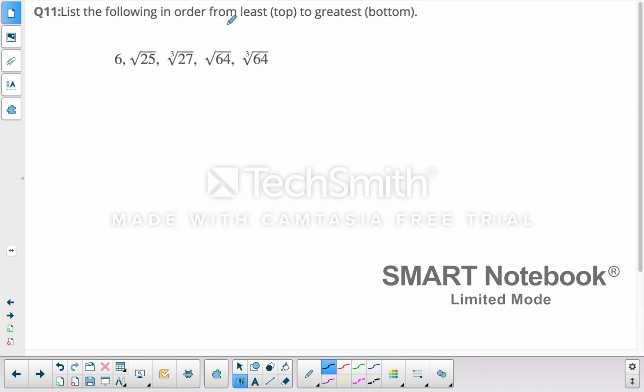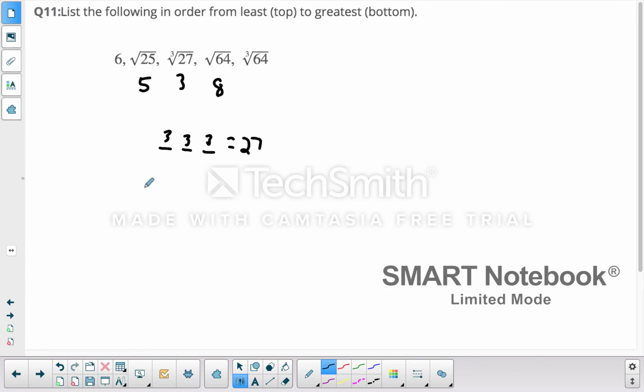Number 11 here, you have to put these in order. So the square root of 64 is 8. The square root of 25 is 5. So I can see that this is 5, this is 8, this is 6. So it's just a matter of how big are these. Well, this says the cube root of 27. In other words, what times what equals 27? And that would be 3 times 3 times 3. So the cube root of 27 is actually 3.